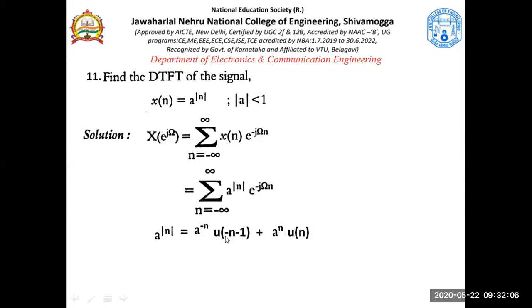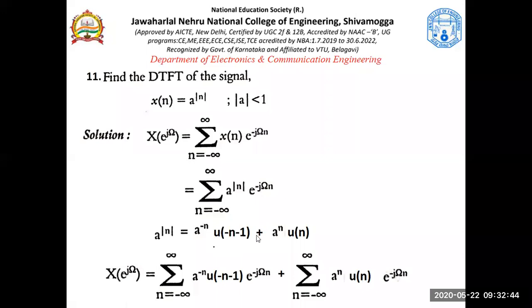This is telling us that a power minus n exists from minus infinity to minus 1, and this u of n is telling us that this a power n exists from 0 to infinity. So both together cover the whole range of n, that is minus infinity to plus infinity. So this is such a signal. Now bring this a power n into the summation, and for each term bring the summation separately.